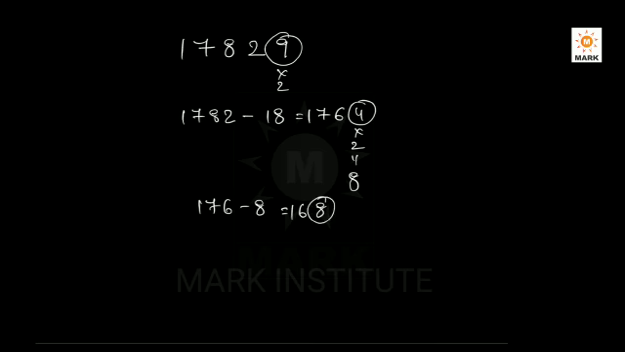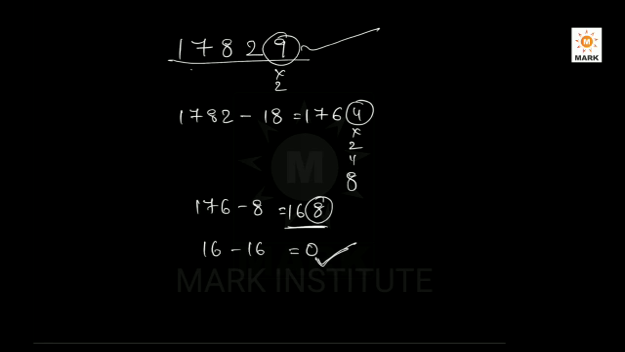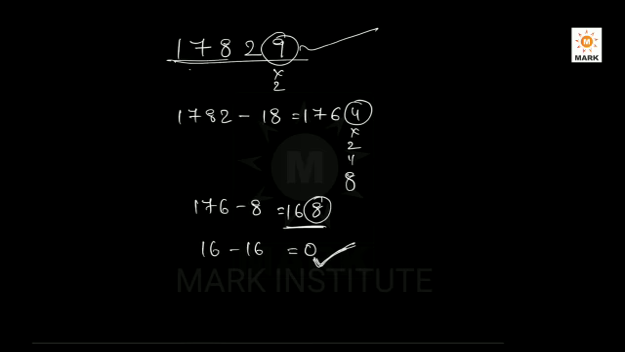Again take double of 8, which is 16. So 16 minus 16 is equal to 0. We got 0, that means this number is exactly divisible by 7. Actually, you can already see that 168 is exactly divisible by 7, but for our convenience we did one more round and got 0 as the answer. So 0 means the original number 17,829 is exactly divisible by 7.